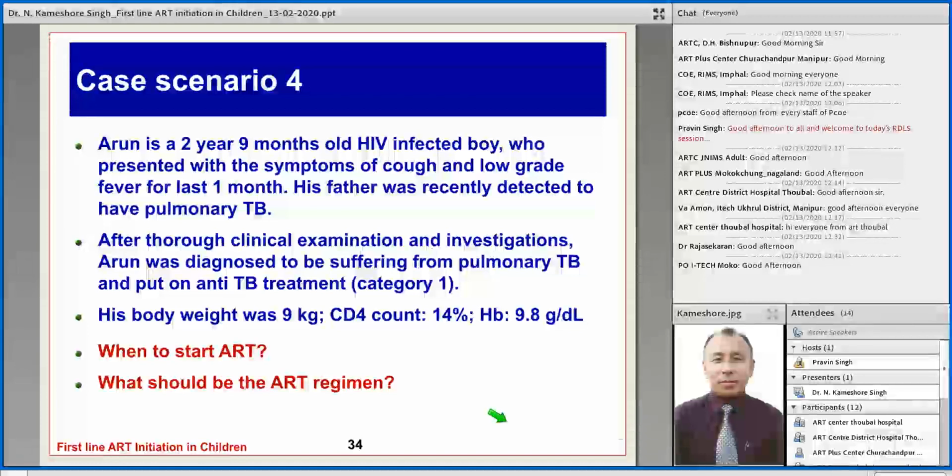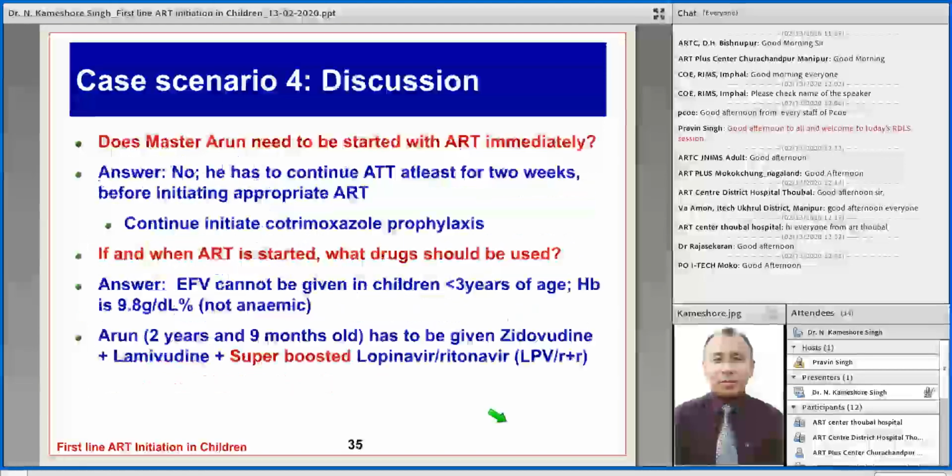Then let us see when to start ART. No doubt, anti-tubercular treatment is to be started first. And let us see what ART regimen is to be given. Does Arun need to be started on ART immediately? No, because he has tuberculosis and he has to continue ATT for at least 2 weeks, and we can start well between 2 weeks and 2 months before initiating ART. But remember, cotrimoxazole prophylaxis is to be continued or initiated if not started before.